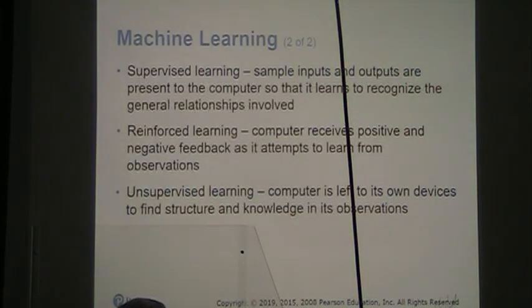So, when we have supervised learning, we give sample inputs and outputs presented to the computer, and it learns to recognize the relationships that are involved. In reinforced learning, we get positive and negative feedback as it's learning from its observations. And with unsupervised, we just leave the computer to its own thing to figure out structure and knowledge from its observations.